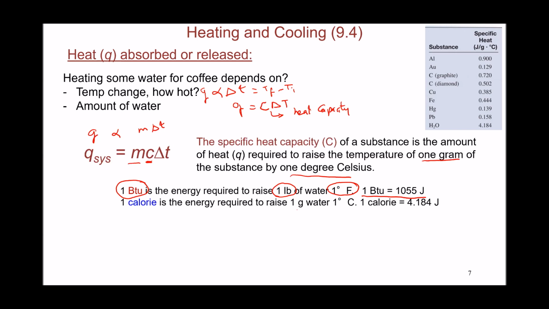If you consider the amount of water in grams, raising the temperature of 1 gram by 1 degree Celsius requires an amount of heat equal to 1 calorie. So 1 calorie in terms of joules is 4.18 joules.